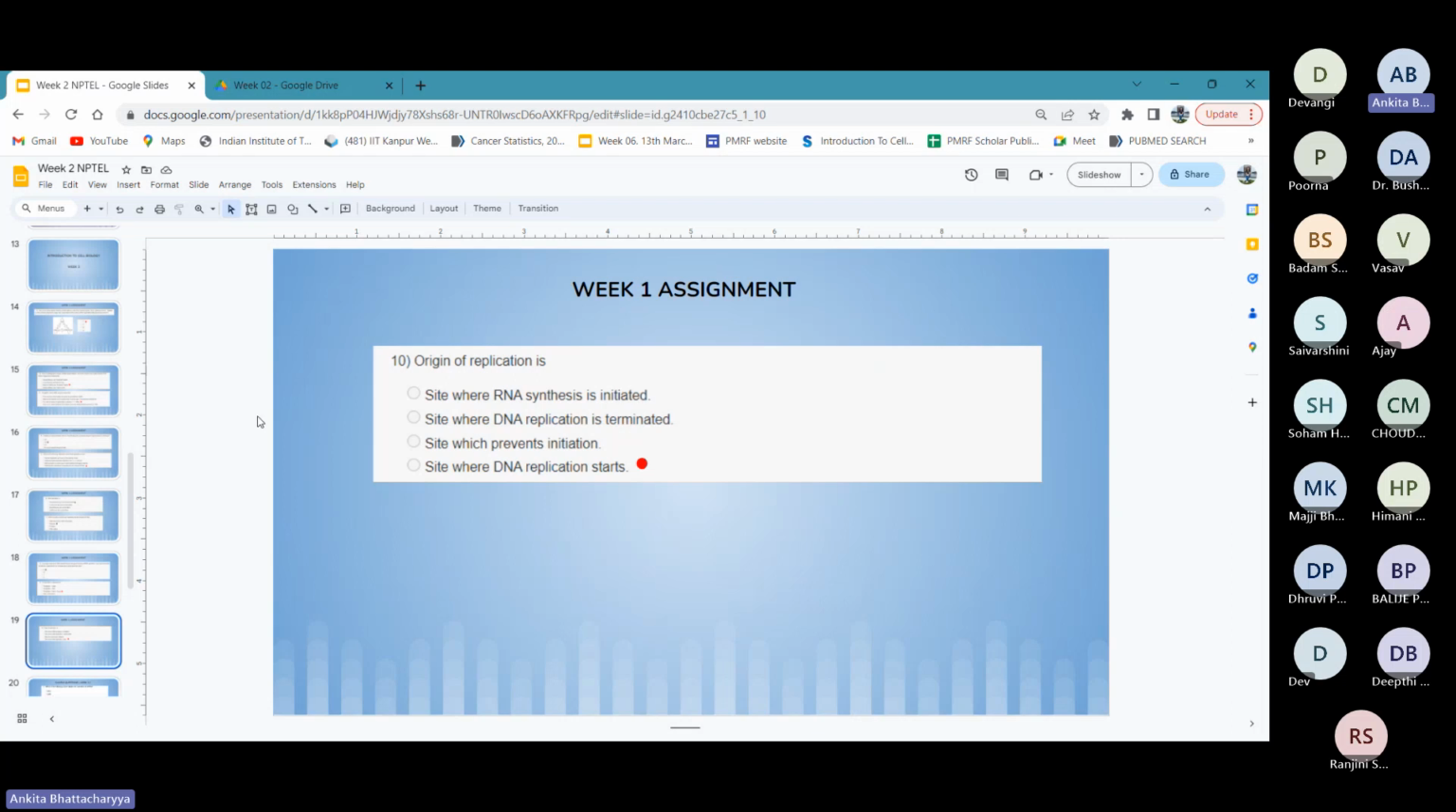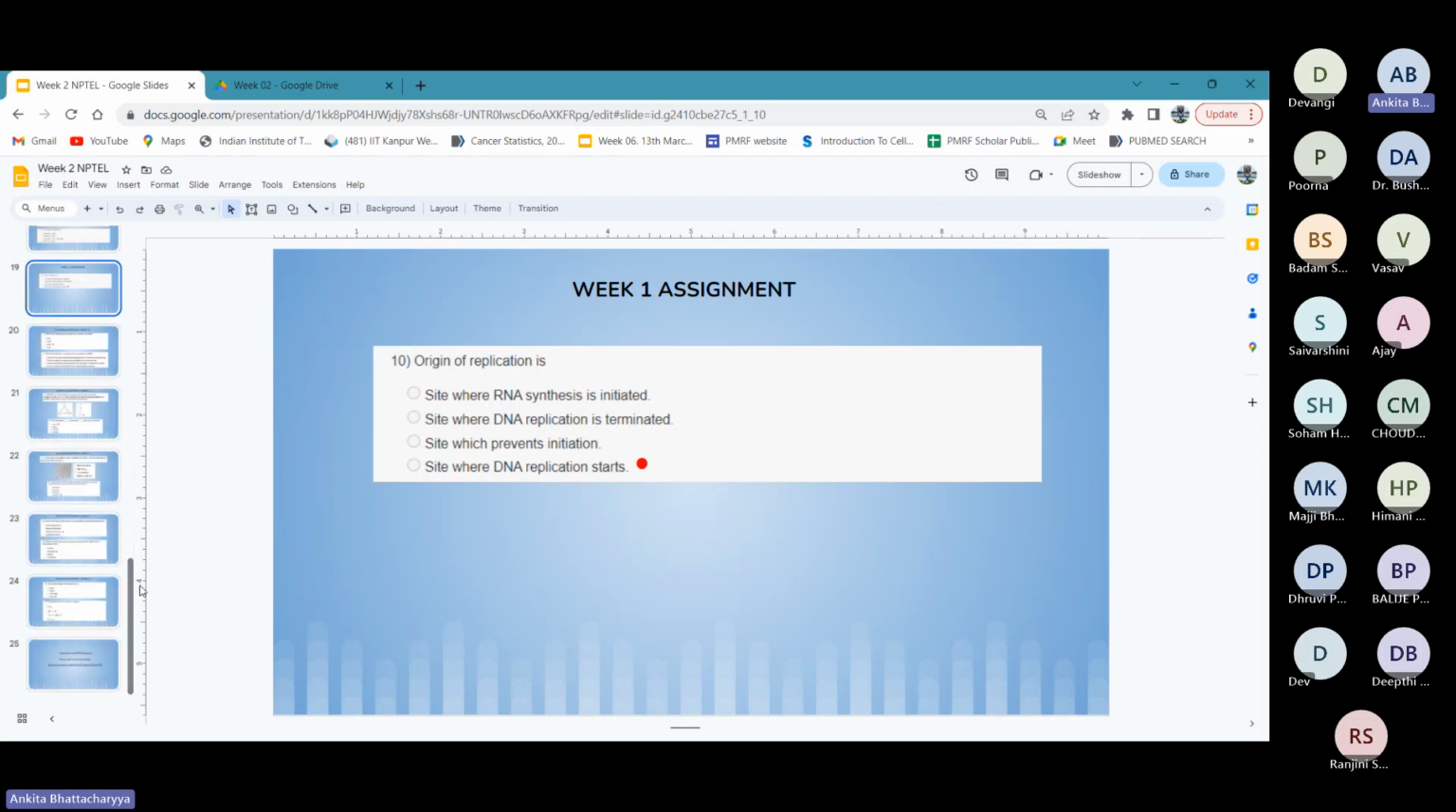And in question 10, we were asked that the origin of replication is which of the following? So obviously, this is a very direct question. We don't even need to go through the other options. The origin of replication, usually denoted as ORI, is the site where DNA replication is initiated or where it begins. So these were the assignment questions, and I think they should be easy to tackle.